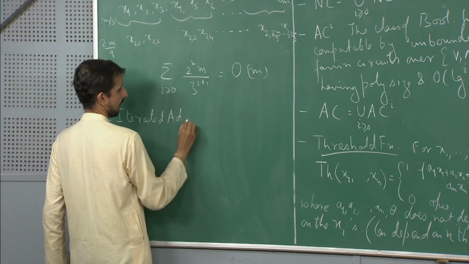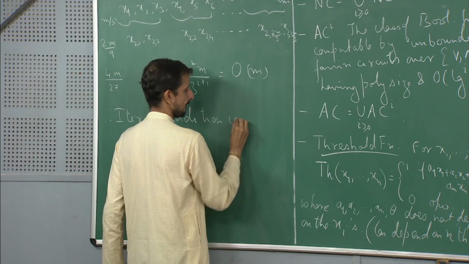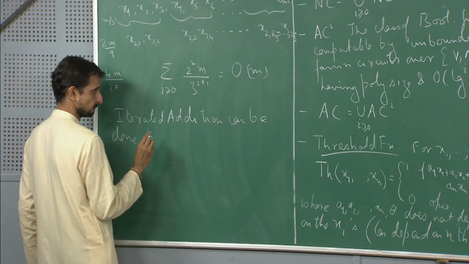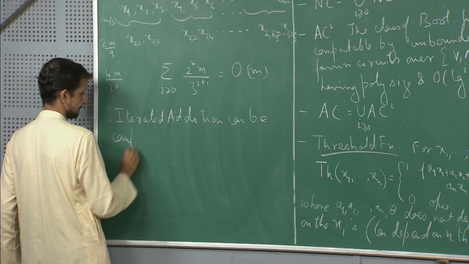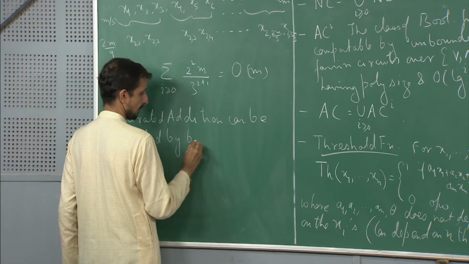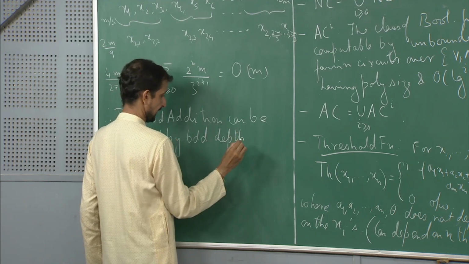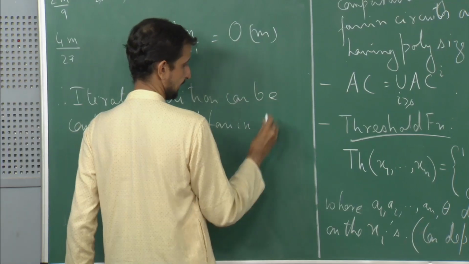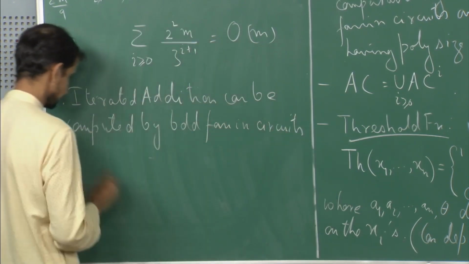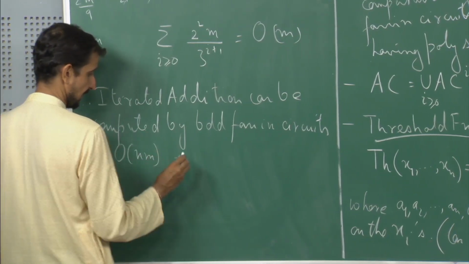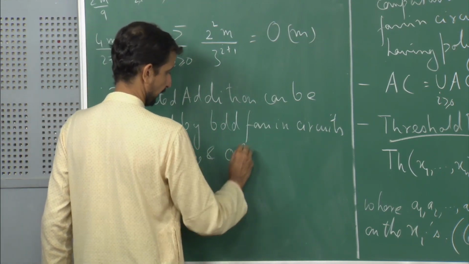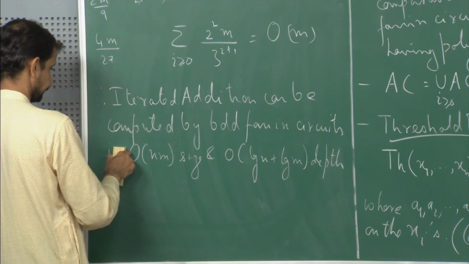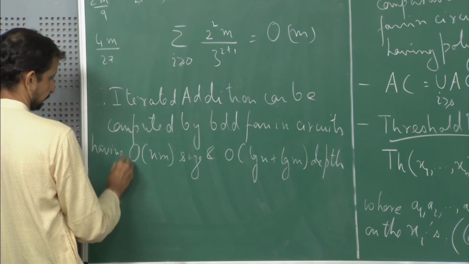Therefore, iterated addition can be computed by bounded fan-in circuits of order nm size and order log n plus log m depth. Okay.